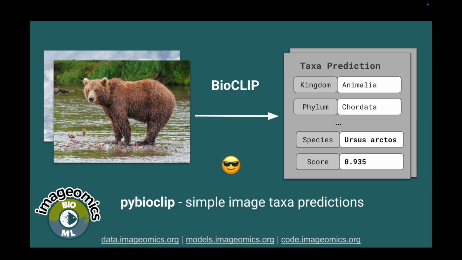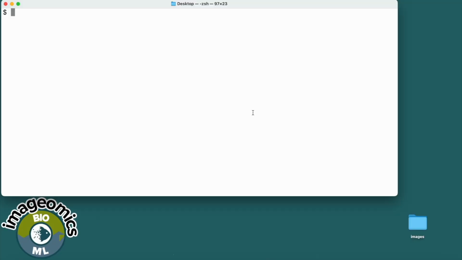PyBioClip makes this process simple by downloading all the required files, pre-processing your images, running the model, and labeling your predictions. Installing PyBioClip is as simple as running pip install PyBioClip in your Python environment.